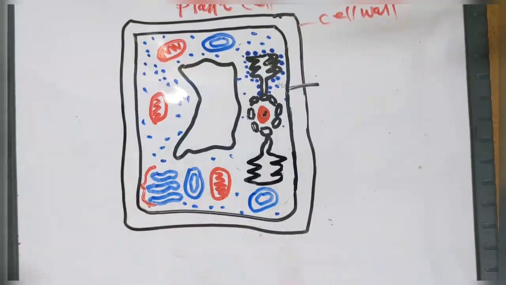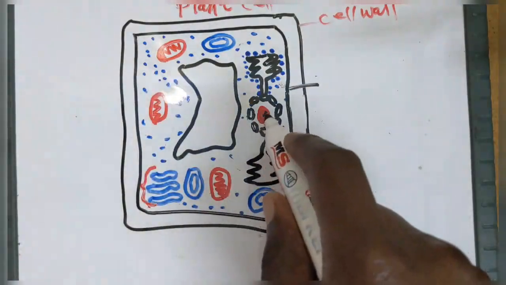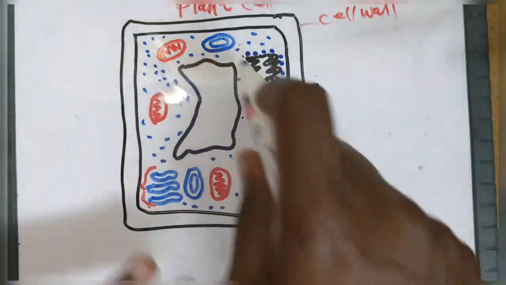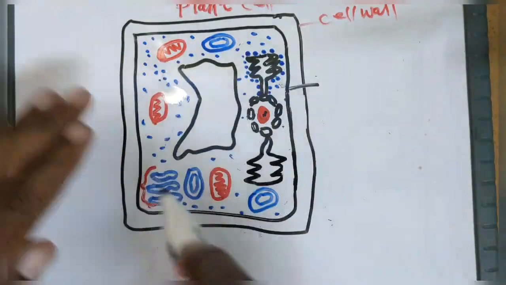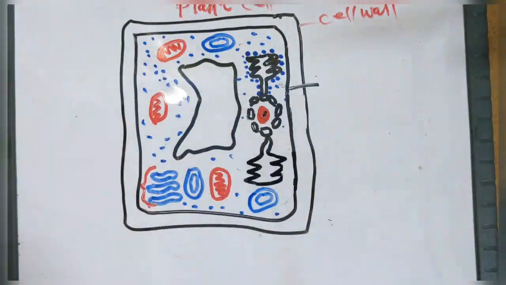Okay, and I said that the nucleus is the one that is responsible for all the activities that take place inside the cell. It controls all the activities. That is the function of this. It is in charge of controlling everything that is taking place inside the cell. So that is what the nucleus is made to do.